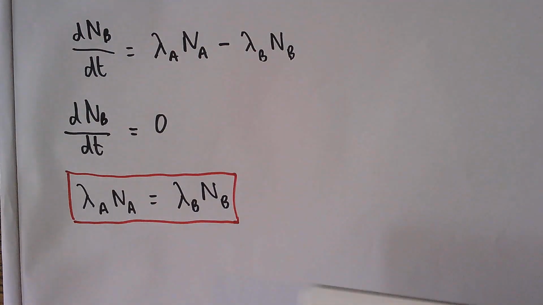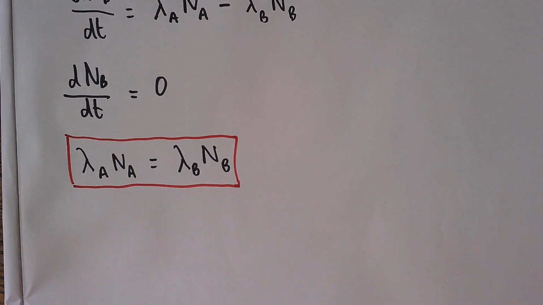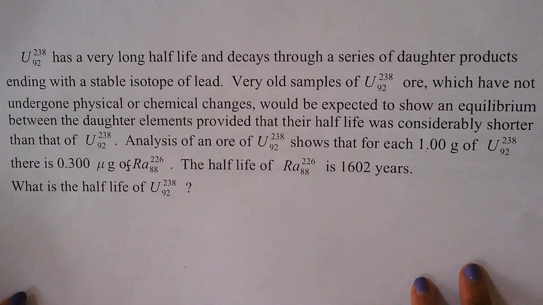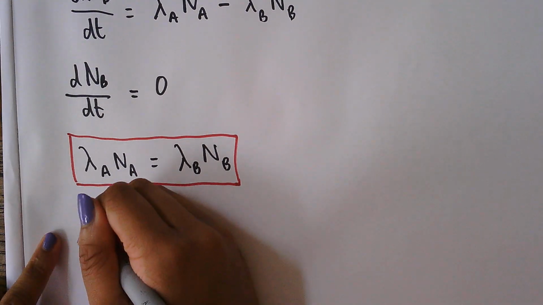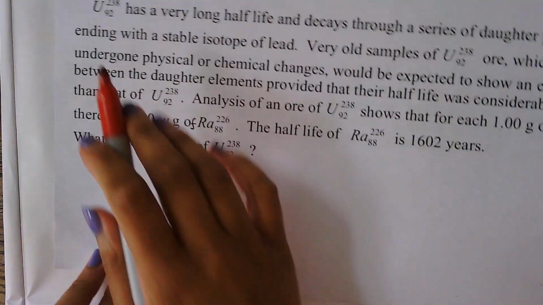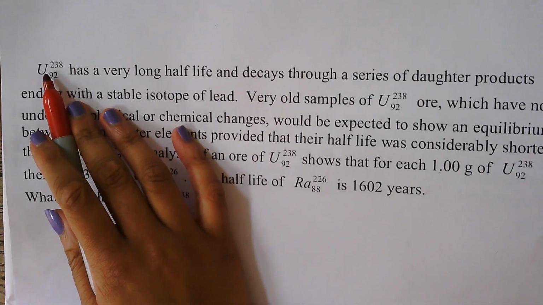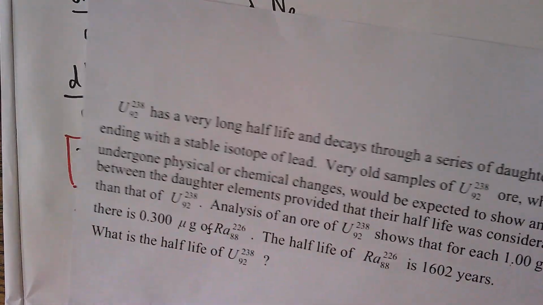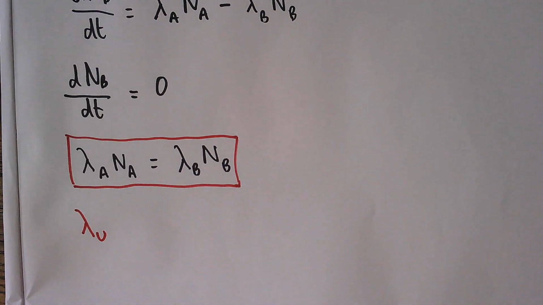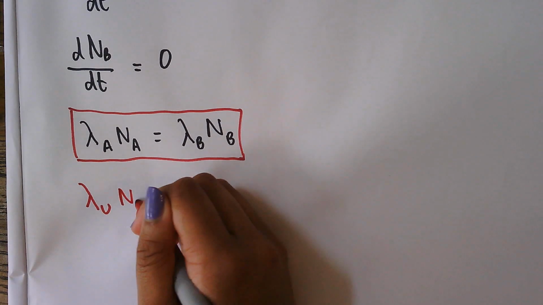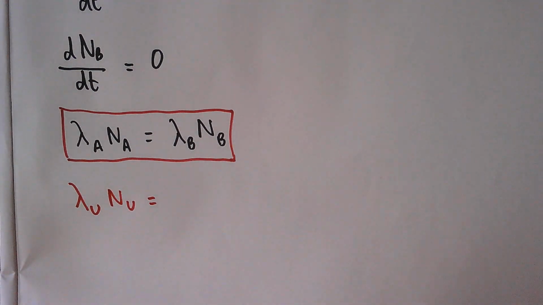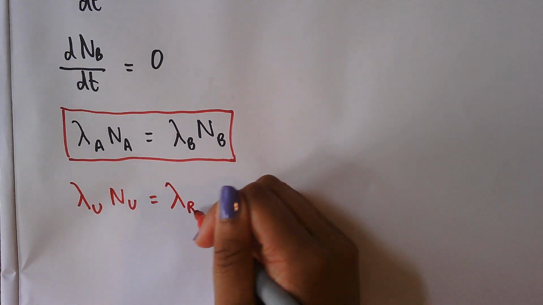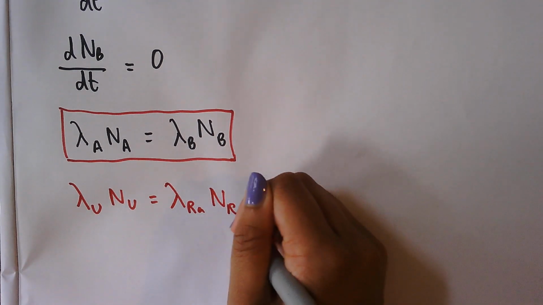So we have our equation here, and if we apply it to our question, we can write that lambda U for uranium, so uranium in this case is the parent isotope and radium is the daughter isotope. So the activity of the parent isotope, lambda U NU, is equal to the activity of the daughter isotope, radium, so it is equal to lambda RA NRA.